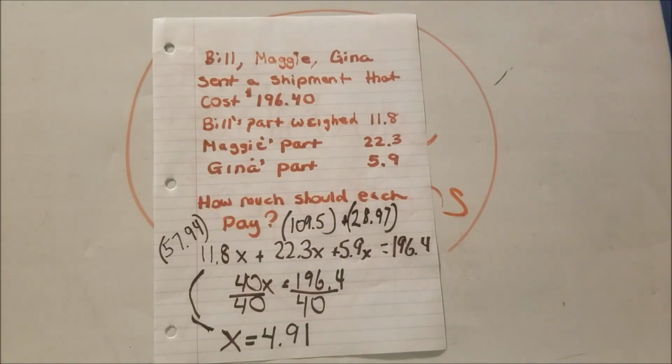So if we added them all together, we'll get $196.41. So we're off by a penny because we rounded. But generally, this is the idea. Now let's do one more. What if we already had the amounts, the measurements, but we're looking for the ratios now?